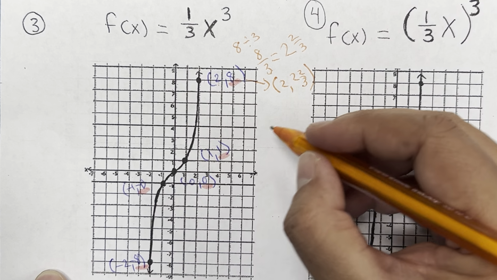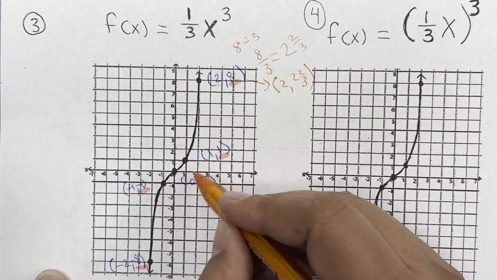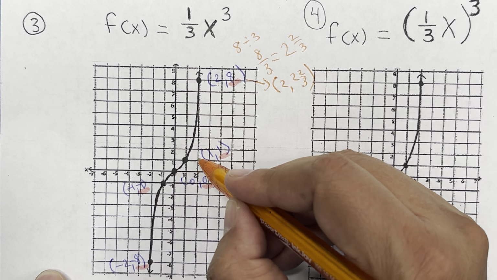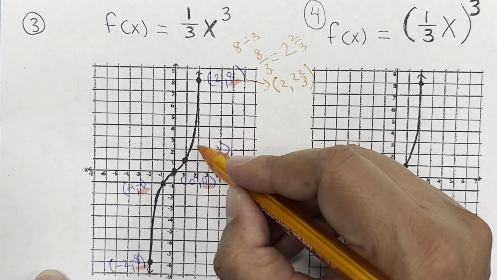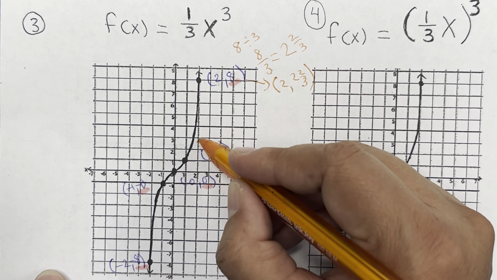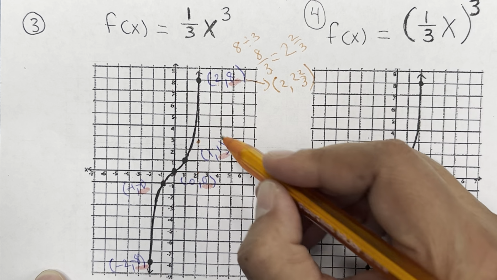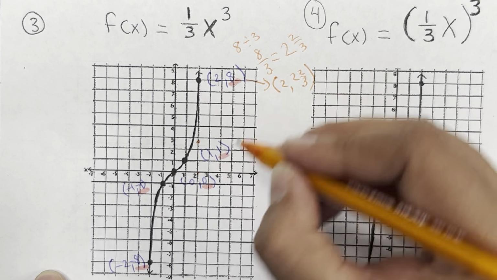For this point, how do you graph that? Go 2 on x, and then 2 and 2/3, right there. Okay, we divided the third square into 3 parts, and we move over only 2 of them. So that's my coordinate right there.